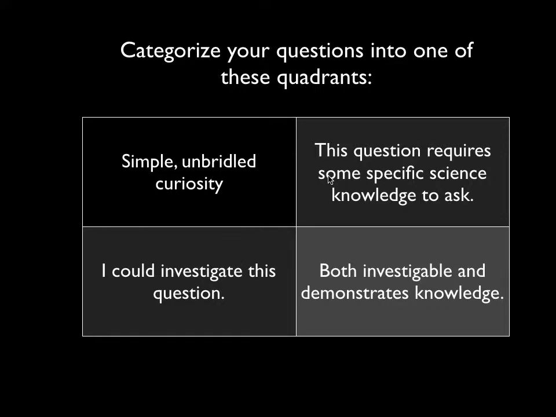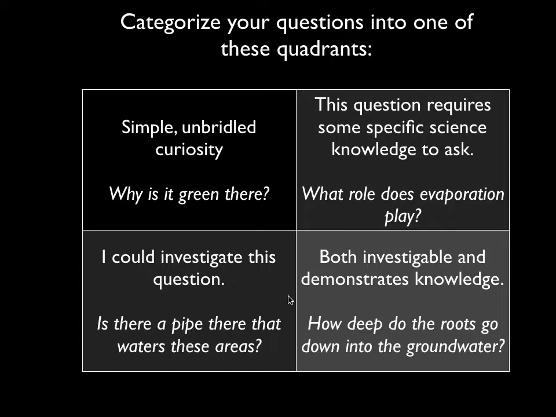Let's say that we have a question that demonstrates that we needed certain knowledge to ask that question. I'll show you some examples in a moment. That might be one thing that we could do. Another type of question that we could do is a question that asks some sort of testable, investigatable question. And then the optimal scientific question might actually be both investigatable and demonstrate some knowledge. So let's look at what these mean in real life.